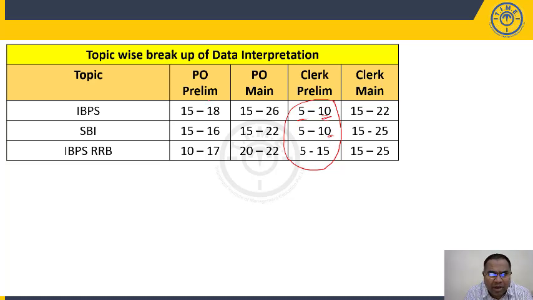Similarly, PO prelim, minimum 15 to 18 in IBPS PO prelim, 15 to 16 in SBI PO prelim, and 10 to 17 in RRB PO prelim. Now, if you look at the main exam distribution, 15 to 26, 15 to 22, 20 to 22 in RRB, right? So, IBPS minimum 15, maximum 26, SBI minimum 15, maximum 22, RRB 20 to 22. That means I can say 15 to 26. Similarly, this is PO main, clerk main also 15 to 22 in IBPS clerk main, 15 to 25 in SBI clerk main, 15 to 25 in RRB clerk main.